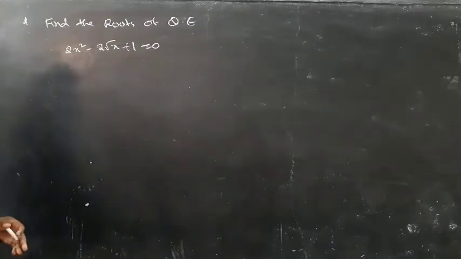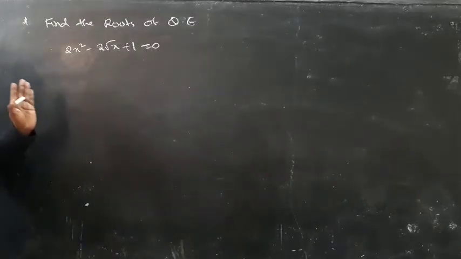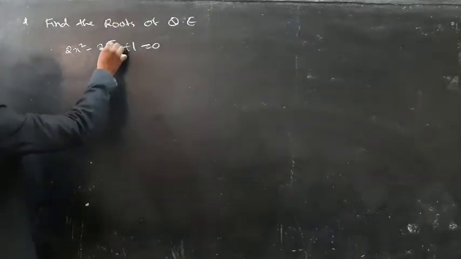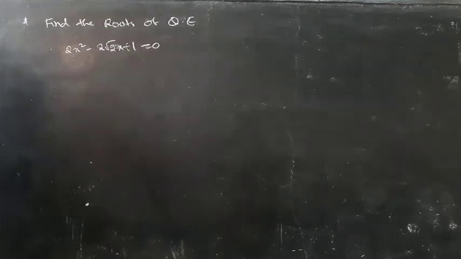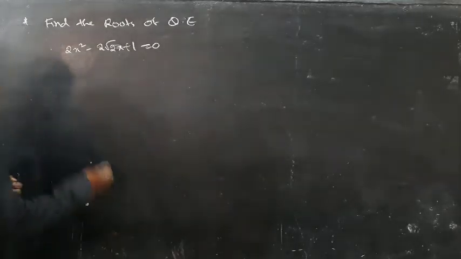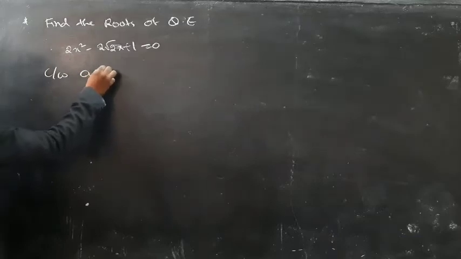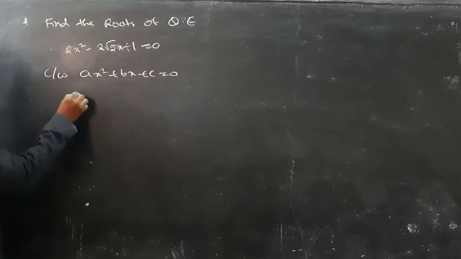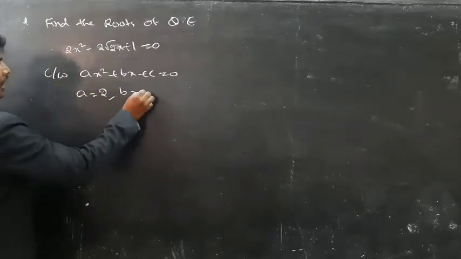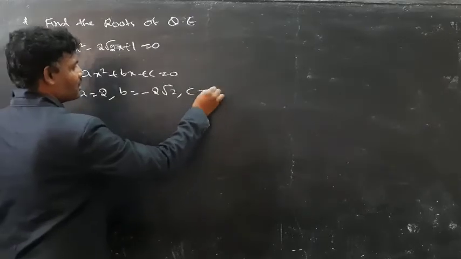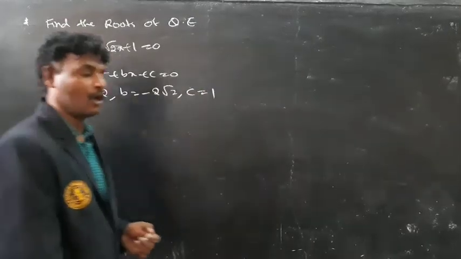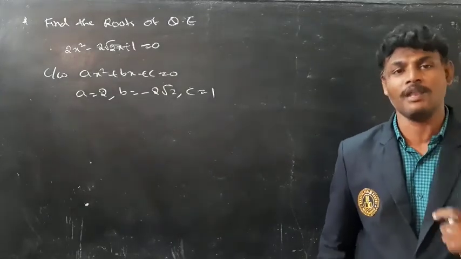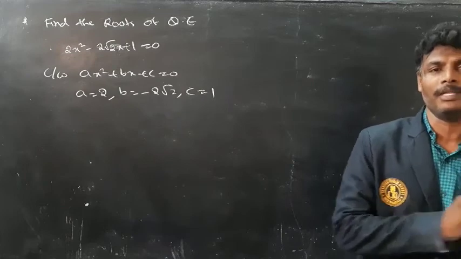So here is the question. Find the roots of the quadratic equation 2x square minus 2 root 2 into x plus 1 is equal to 0. See here, I am comparing with ax square plus bx plus c is equal to 0. From the comparison, a is equal to 2, b is equal to minus 2 root 2, and c is equal to 1. Now I am going to use the quadratic formula method to find the roots of the given quadratic equation.